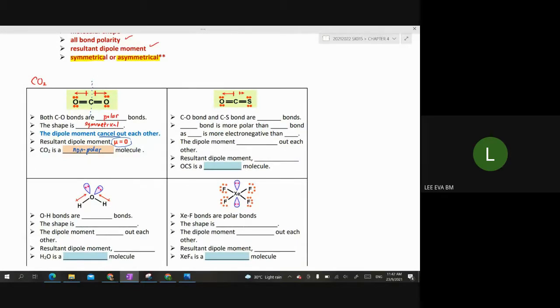Okay. Is there any question for CO2? Ada soalan? Tak ada, ya.